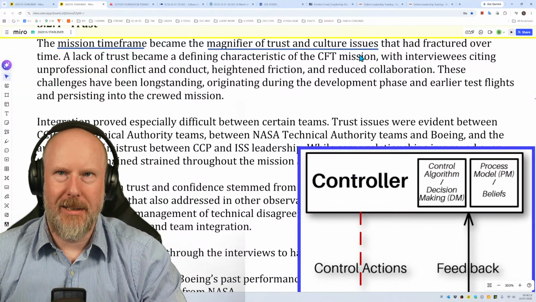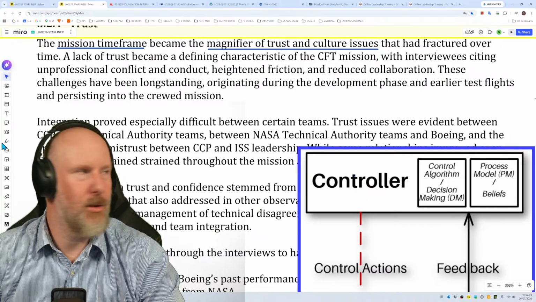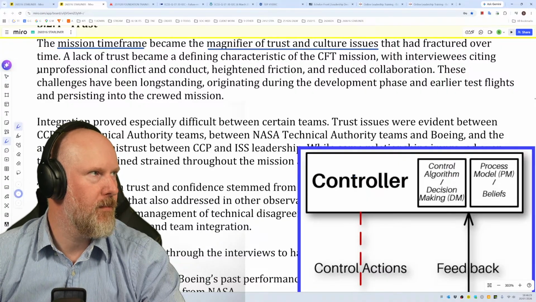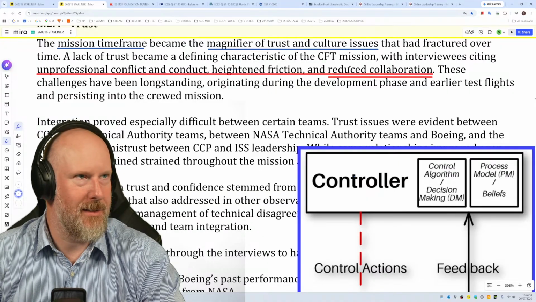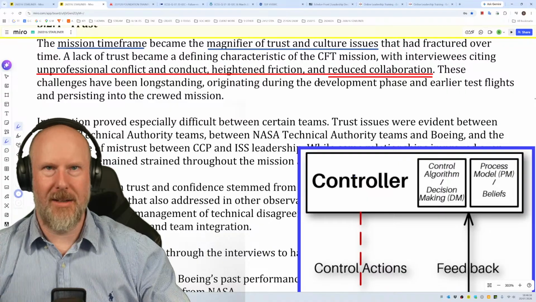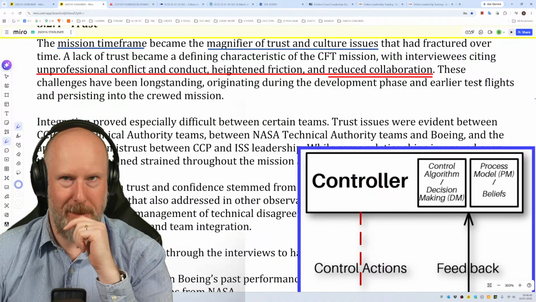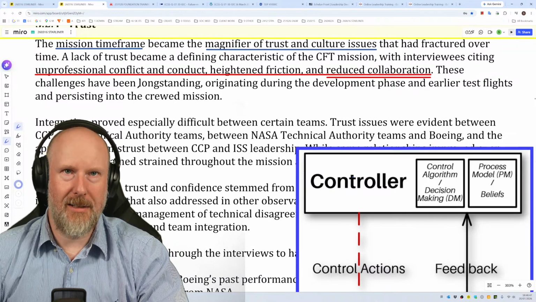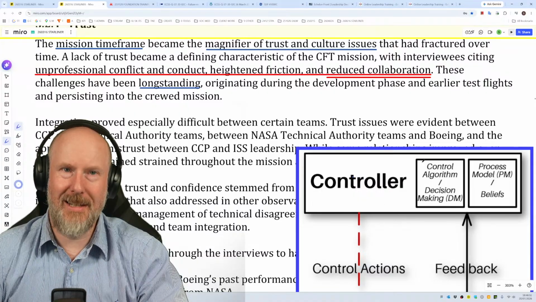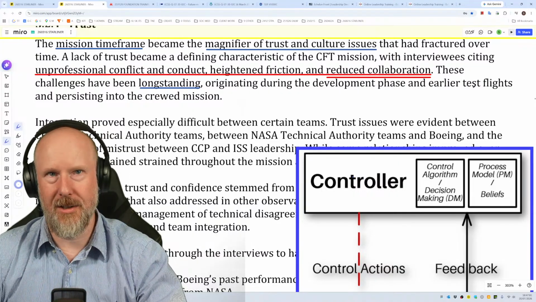So we talked about that. A lack of trust became a defining characteristic of the CFT, with interviewees citing unprofessional conflict and conduct, heightened friction, and reduced collaboration. From a safety perspective, that is a huge challenge in its own right. If people are not able to collaborate, that needs to be dealt with very robustly and appropriately. These challenges have been long-standing, so they've been going on a long time. So what feedback is the senior leadership team getting, or not hearing about, that they need to take action on? Originating during the development phase and earlier test flights and persisting into the crewed flights.